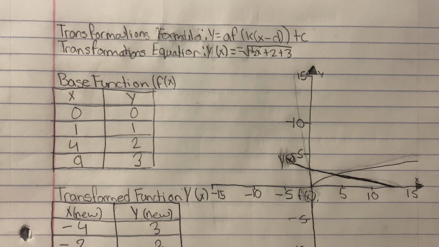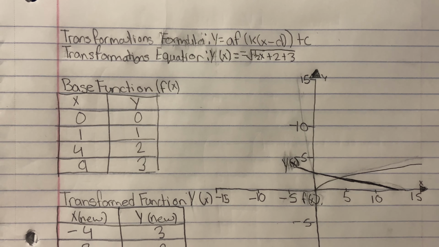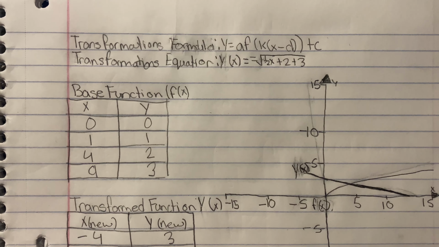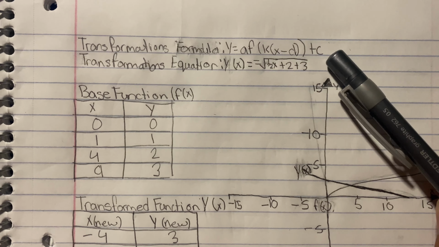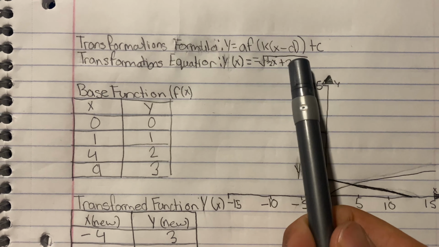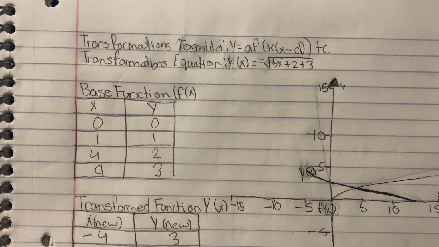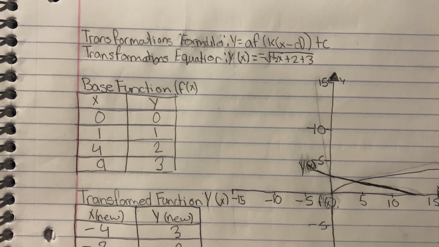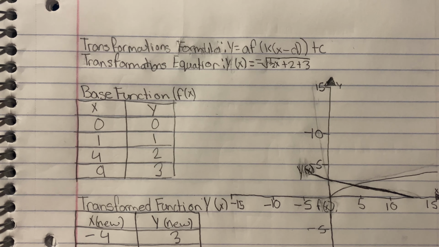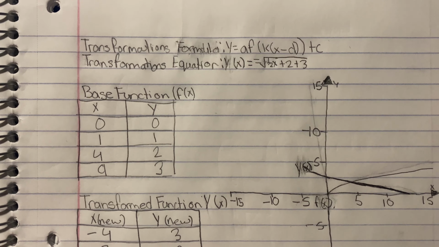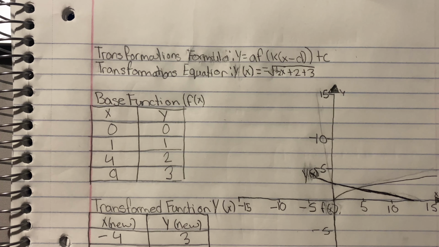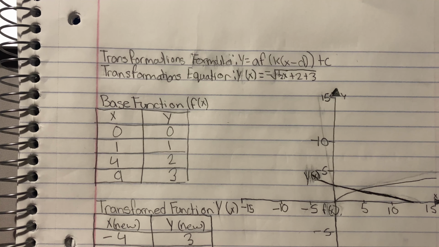The formula uses vertical and horizontal transformations. The variables a and c result in vertical transformations, while variables k and d result in horizontal transformations. Vertical translations occur because of the c value. If the c is greater than 0, then the function shifts up. If the c is less than 0, then the function shifts down.